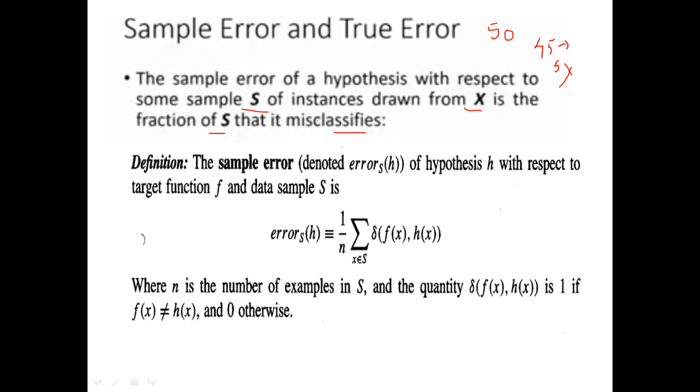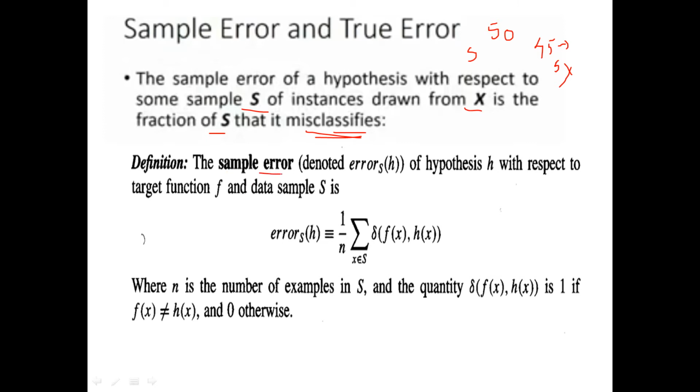So now the sample error of a hypothesis is with respect to some sample S. You are going to have some sample S, and from that sample you draw some instances. Now, how much percentage of those instances are classified or misclassified? Misclassified means error. This is what we are going to call an error. So now mathematically we can define a sample error.